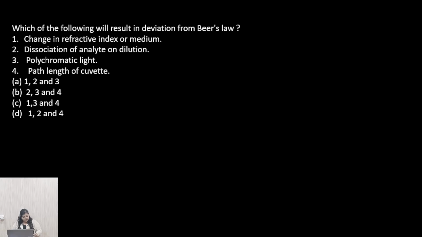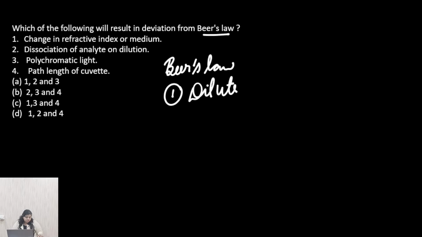Next we have this question. It says which of the following will result in the deviation of Beer's law. For Beer's law, we have some conditions. Beer's law is applicable to dilute solutions, right?